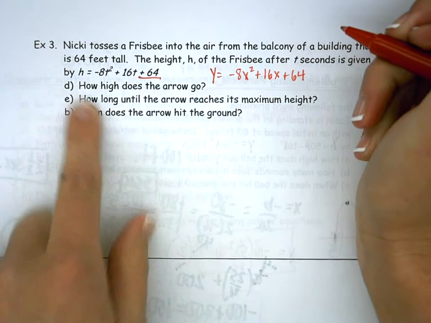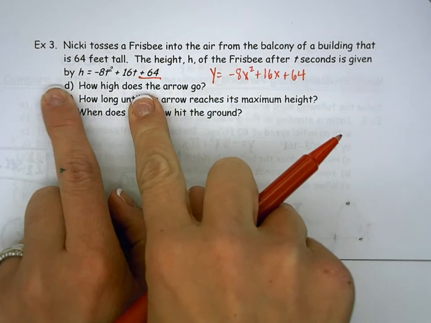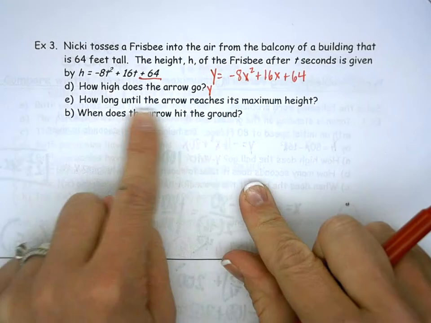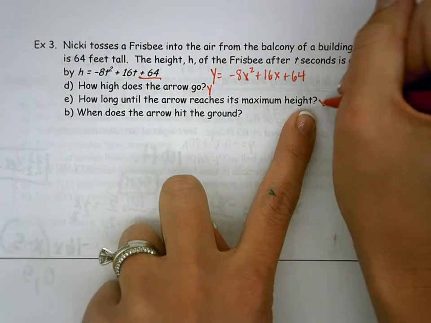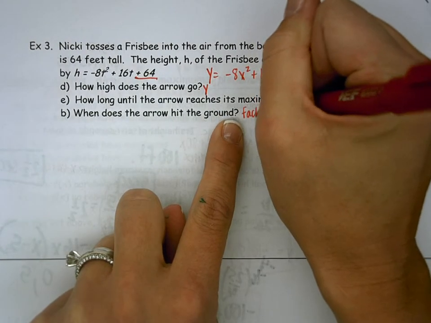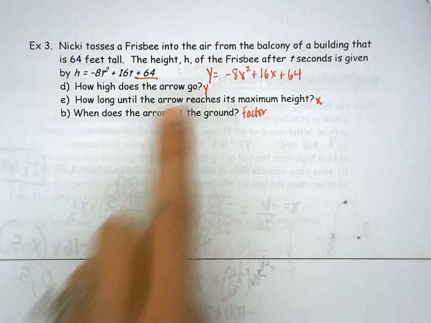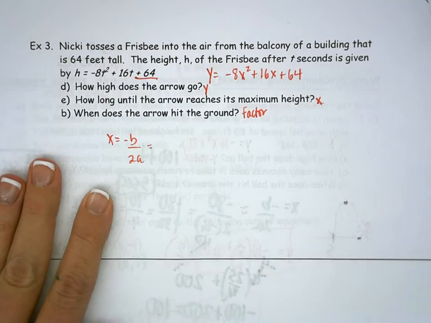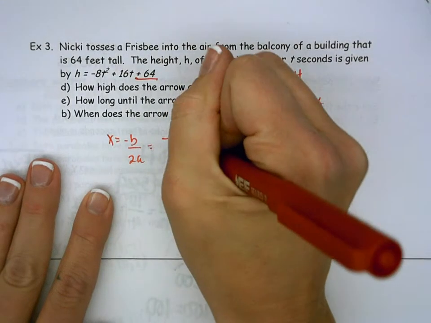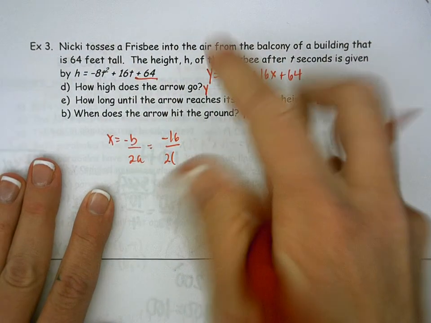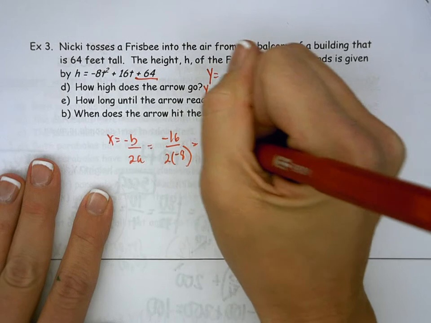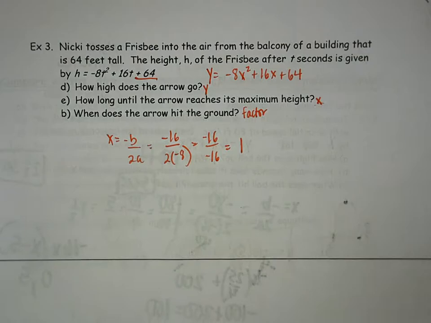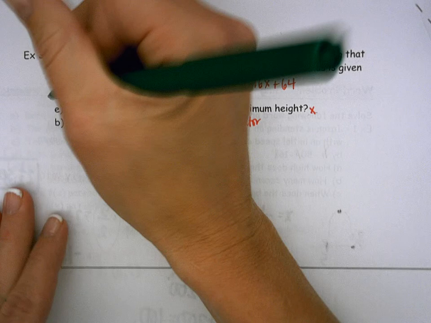So how high? I'm going to find which value? The y. How long does it take? X. And this one I'm going to have to factor. To find the x value of the vertex, x equals negative b over 2a. In this case, negative b is negative 16 over 2 times negative 8. So we get negative 16 over negative 16, which is 1.